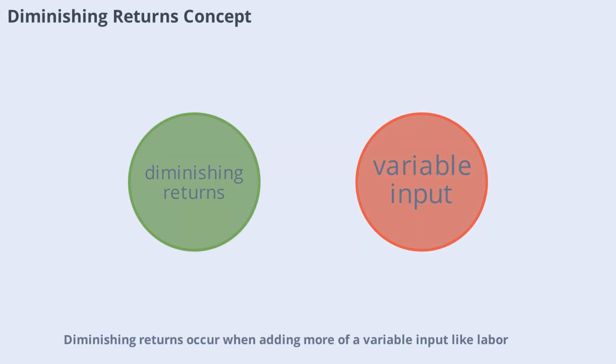Diminishing returns occur when adding more of a variable input, like labor, leads to smaller increases in output. For example, adding more workers to a crowded kitchen eventually results in less additional output per worker. This principle is crucial for understanding why firms can't keep increasing production just by hiring more people.